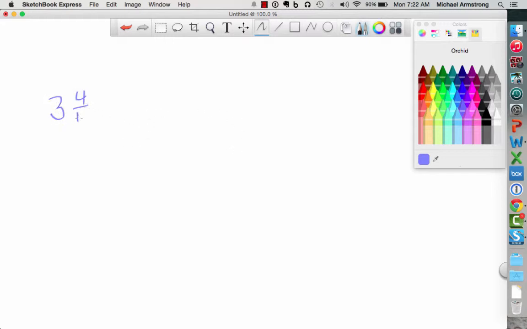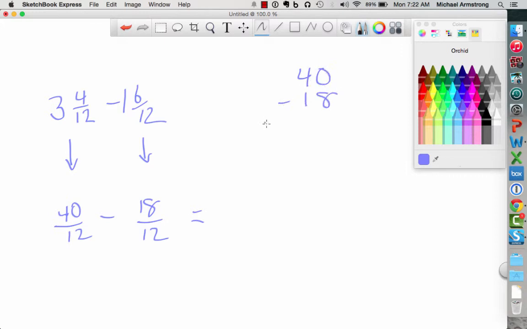3 4/12 minus 1 6/12. Maybe this won't be simpler, but it's 3 times 12, which is 36, plus 4, so that's 40/12 minus 1 times 12 plus 6, which is 12 plus 6 is 18. And then you have to find out what 40 minus 18 is.